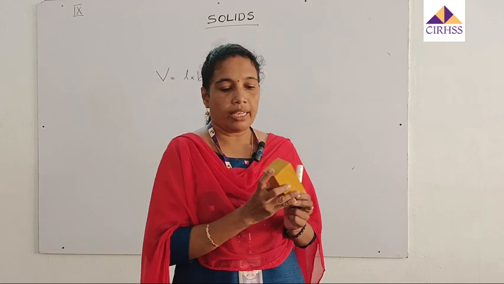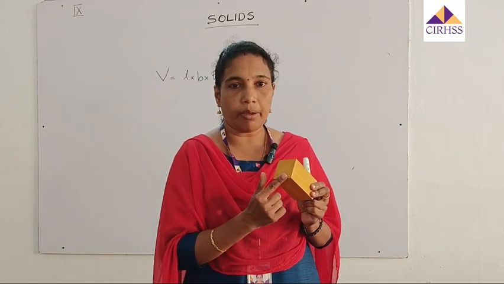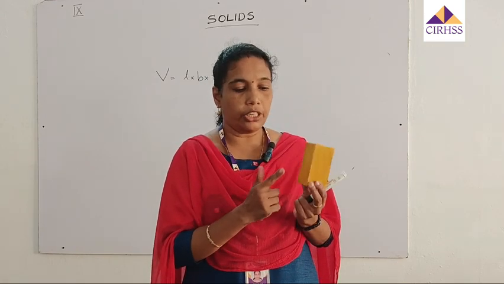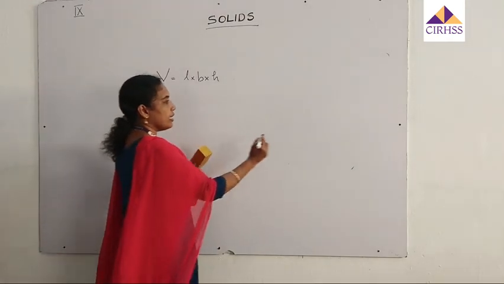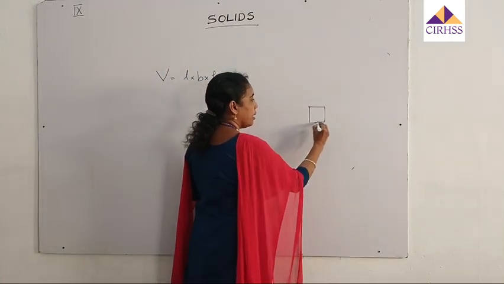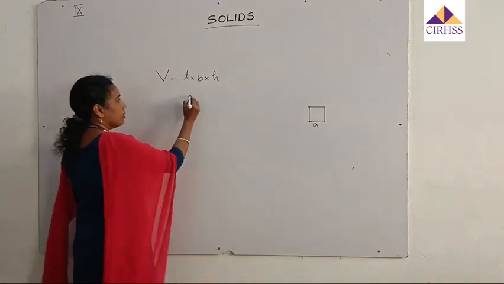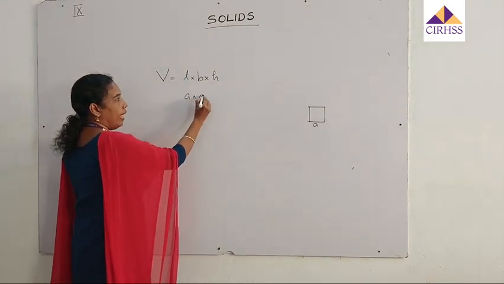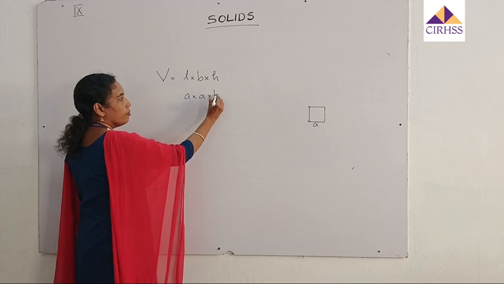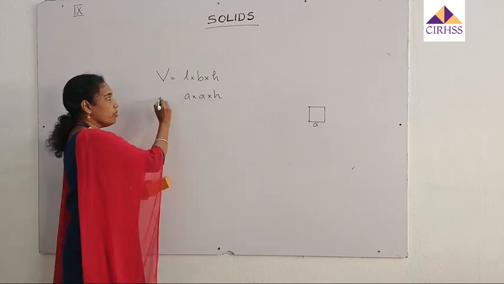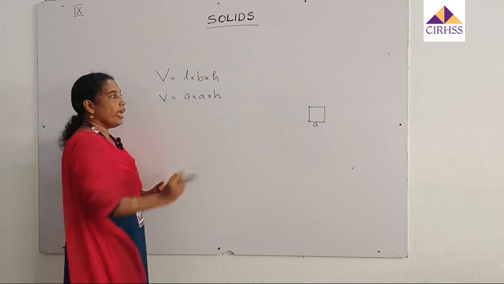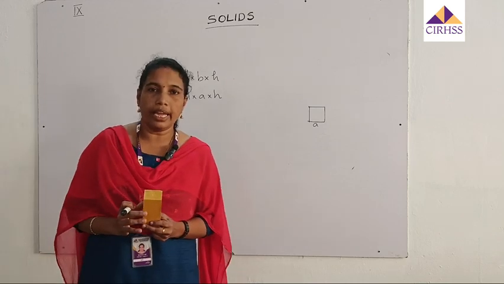Next, what about the volume of this one? Can you say? Yes, here length and breadth are the same. We take the side as A. If we take the side of the square as A, then length is A, breadth is A, and height is H. So the volume of a square prism is A into A into H.